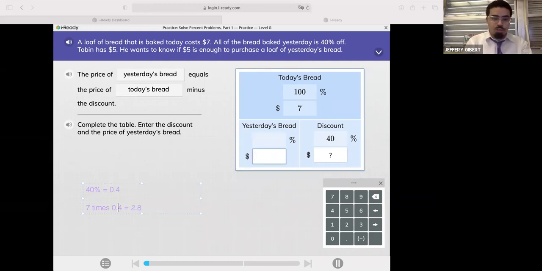So we'll do this with money. $7 times 0.4 is $2.80. So that means the discount is $2.80. And yesterday's bread is today's bread, which is $7, minus the discount, which is $2.80. So we have to do $7 minus $2.80. And when you do that, you get $4.20. So yesterday's bread was $4.20.